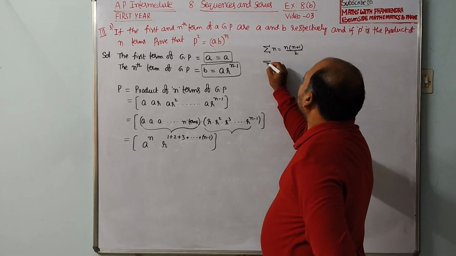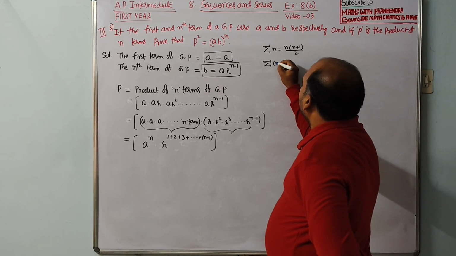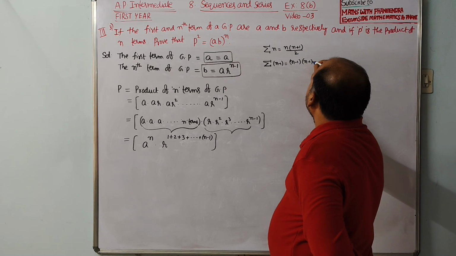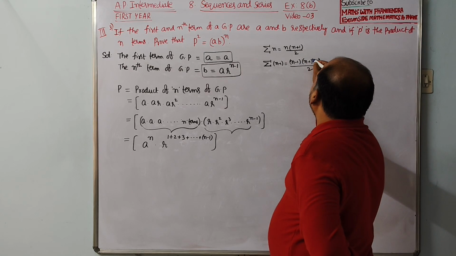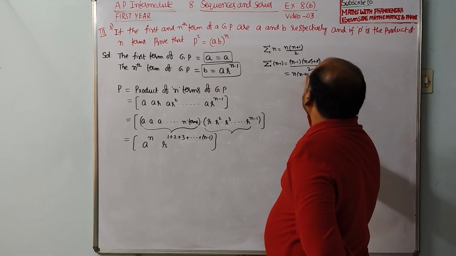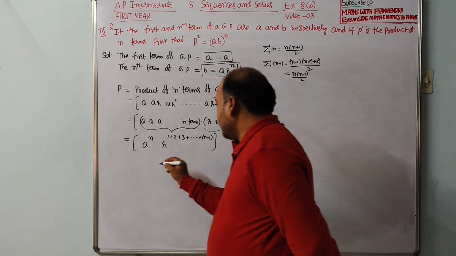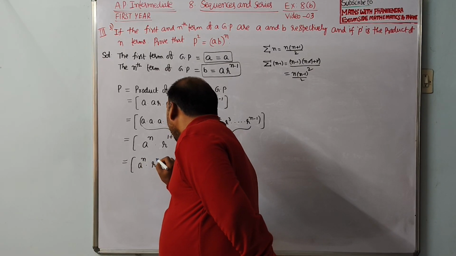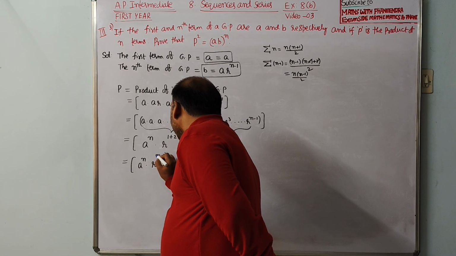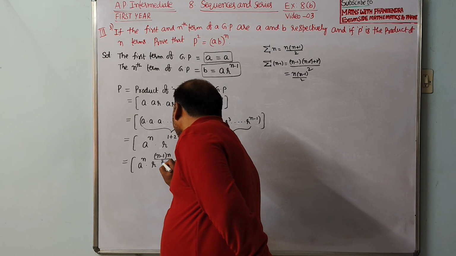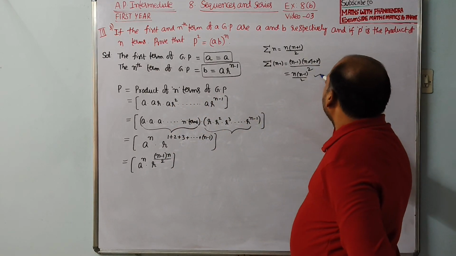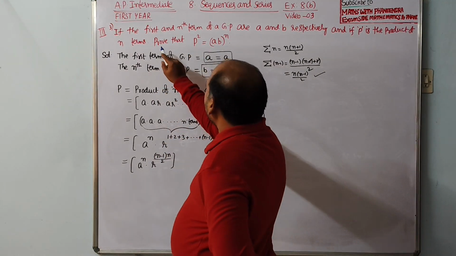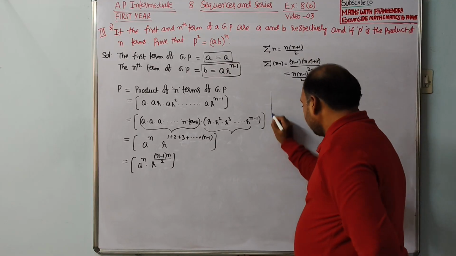So what we have to do? N minus 1 into n minus 1 plus 1 by 2. So that means n into n minus 1 by 2. So in place of this, P equals A power n into r power n into n minus 1 divided by 2. This is the answer, dear students, for this. But the question is not completed. After that, they are asking to prove this result.